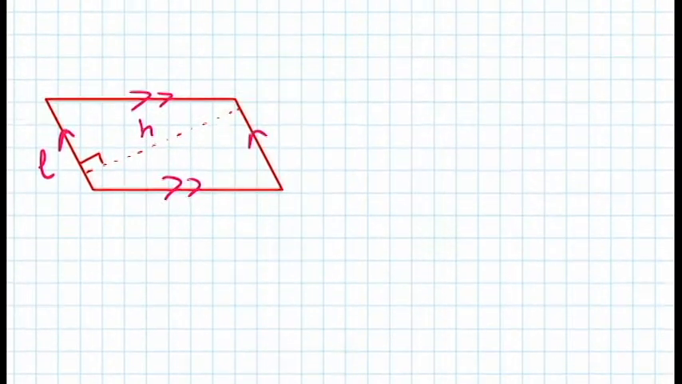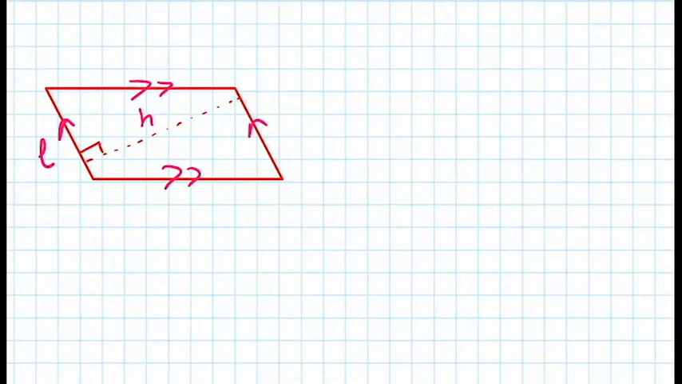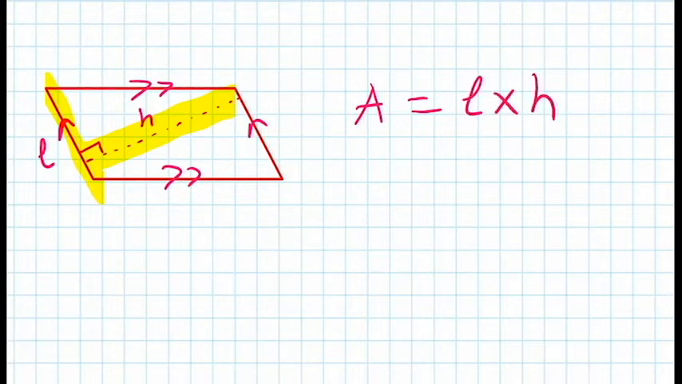It can be drawn like this in a parallelogram. See, it can be like this, and this is this line here, H, this is L. Because the two lines are perpendicular, the area of this is just L times height.